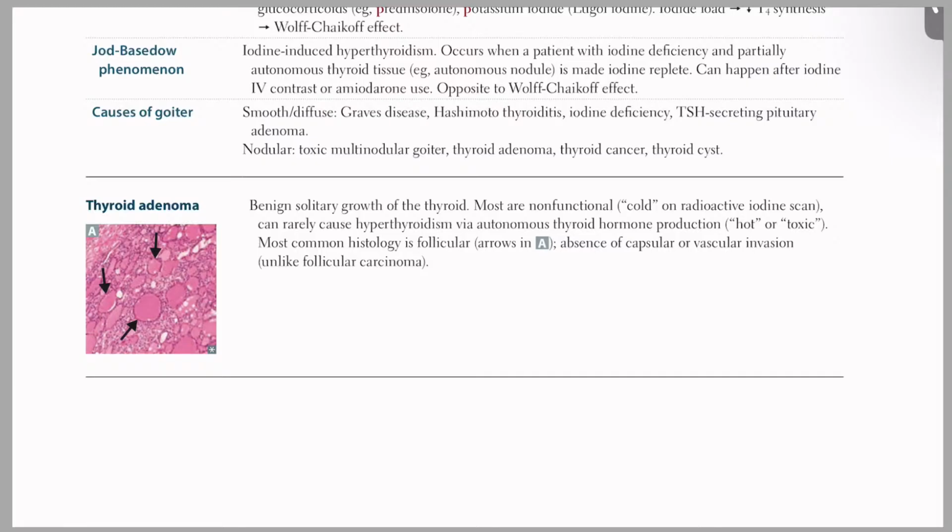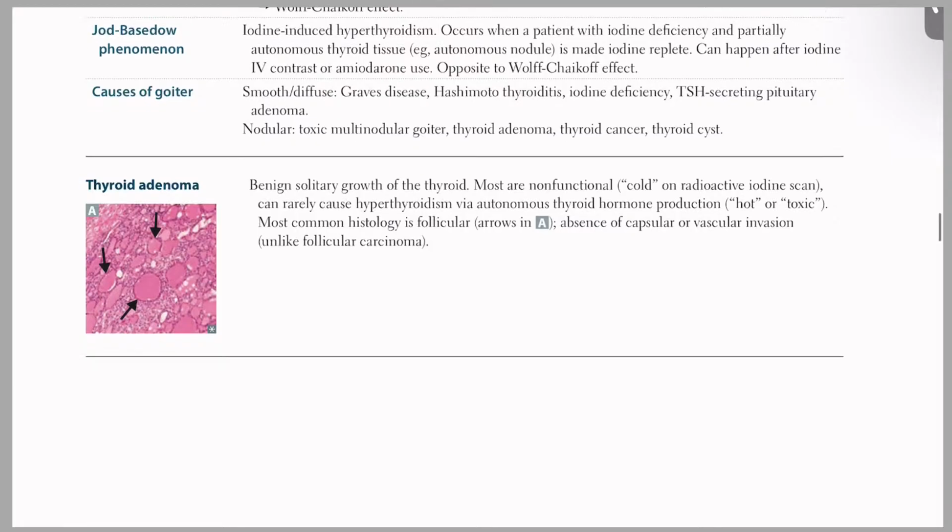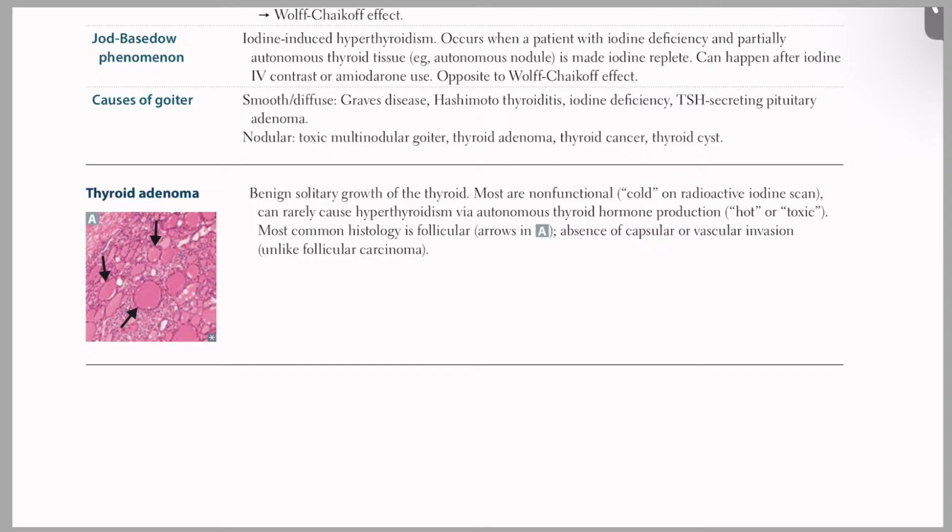Nodule: toxic multinodular goiter, thyroid adenoma, thyroid cancer, thyroid cyst. Thyroid adenoma is a solitary growth of the thyroid, and most are non-functional. Cold on radioactive iodine scan, it can rarely cause hyperthyroidism via autonomous thyroid hormone production, hot or toxic.